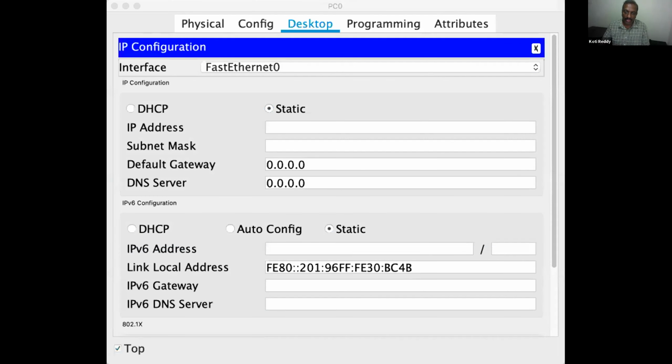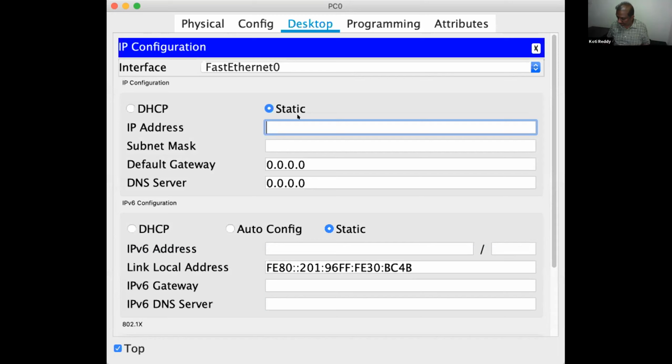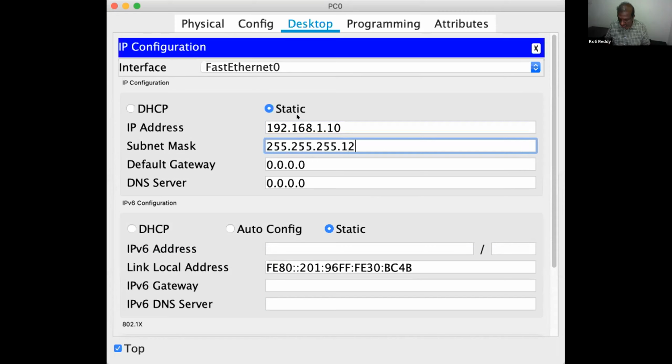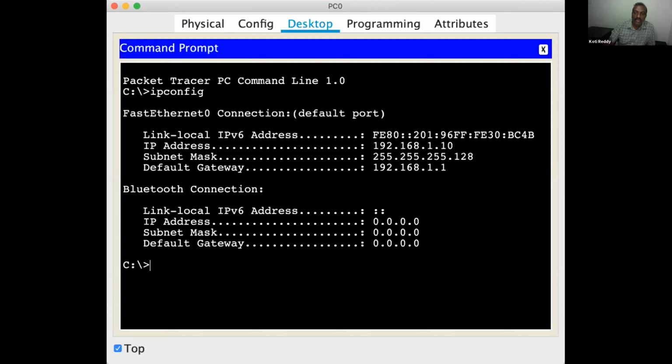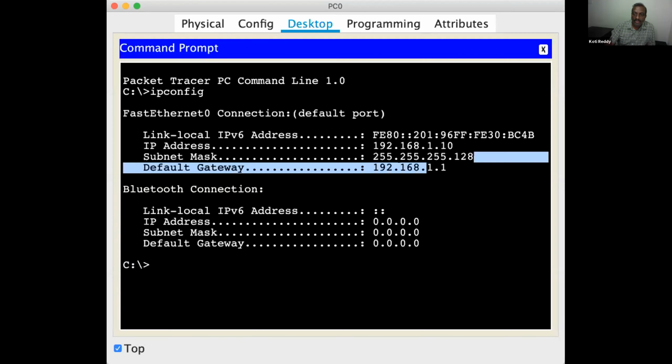For this, I need to give the IP address as 192.168.1.10. The mask is 255.255.255.128. The default gateway IP address is 192.168.1.1. I do this. If I go to IP config, I can see this particular IP address, subnet mask and default gateway IP address, /25.